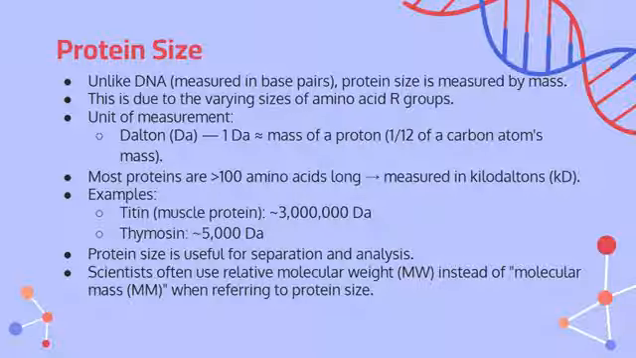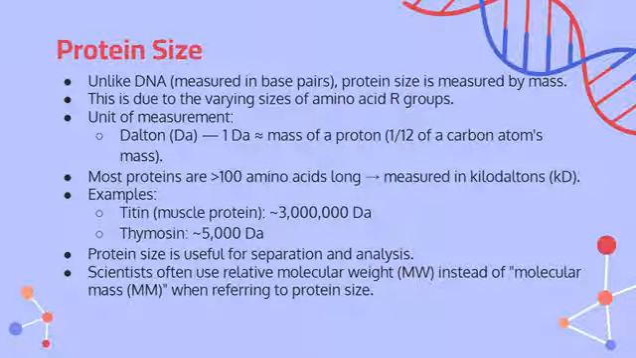Most proteins are greater than 100 amino acids long, and we measure these in kilodaltons. For example, titin, a muscle protein, is approximately 3 million daltons, and tropomyosin is about 5,000 daltons. Protein size is useful for separation and analysis.